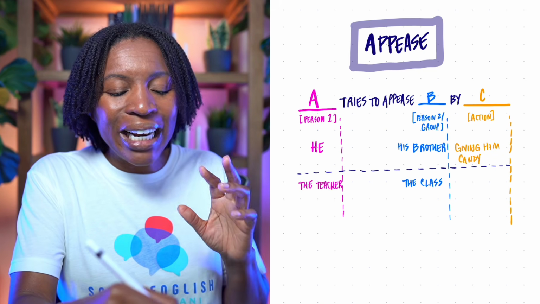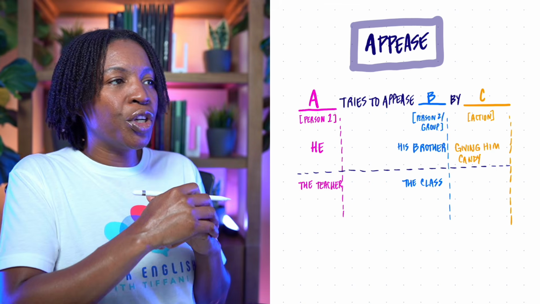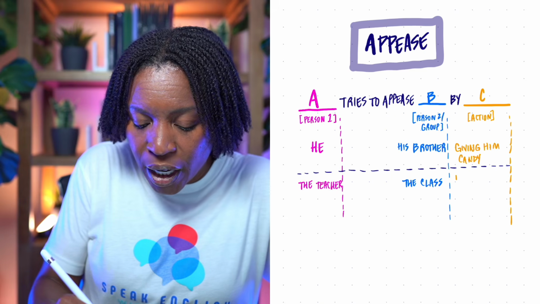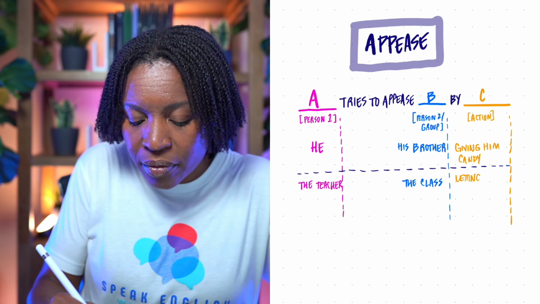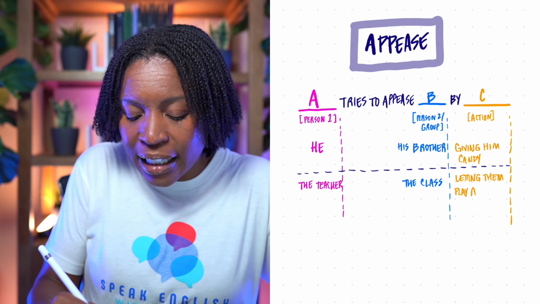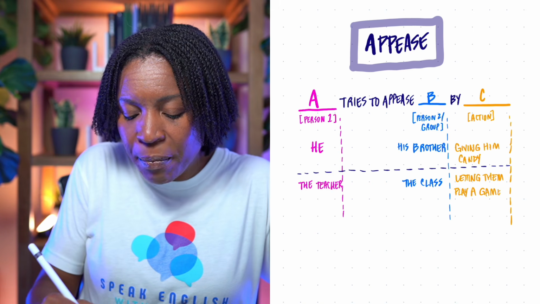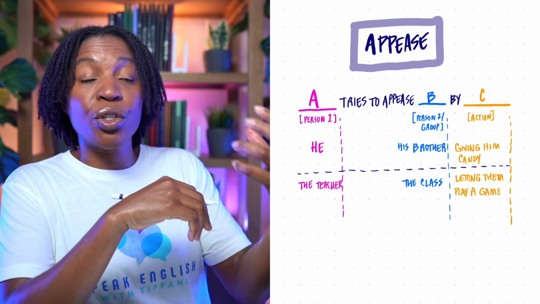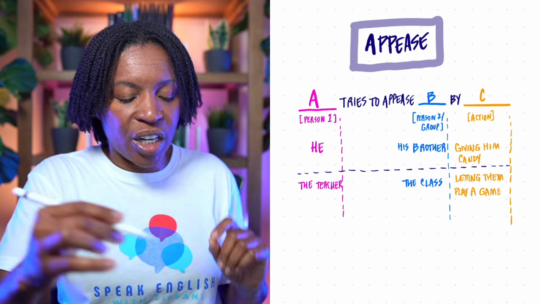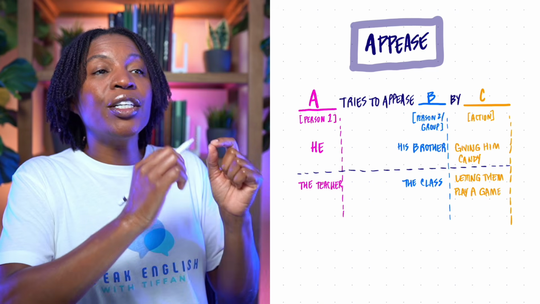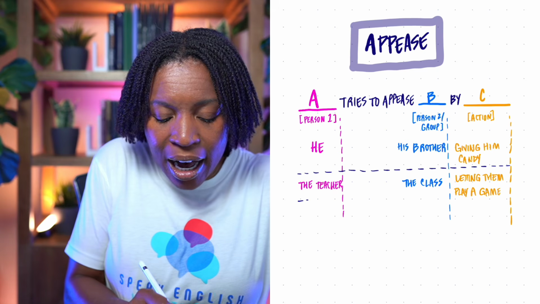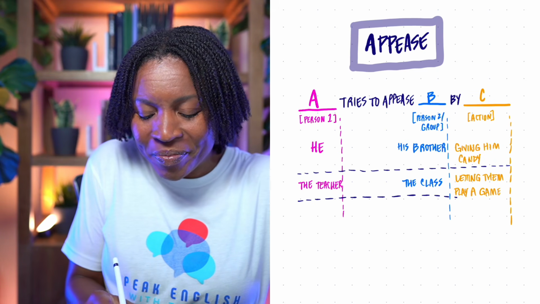Now letter C. What is the action? What did the teacher do? Or what is the teacher doing? Letting them play a game. Here we go. Letting them play a game. So we have letter A being person 1, letter B being person 2 or the group, and letter C being the action. Here is our sentence. The teacher tries to appease the class by letting them play a game. You get it, right? Excellent.